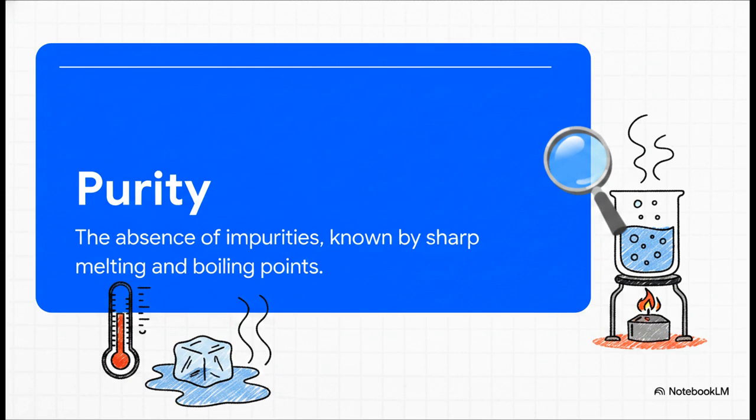Well, we rely on temperature. Pure substances have really sharp, incredibly well-defined melting and boiling points. We are talking about a very narrow range here, typically melting or boiling within just 1 to 2 degrees Celsius.